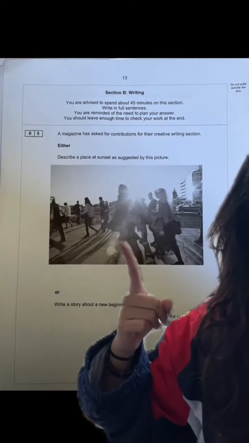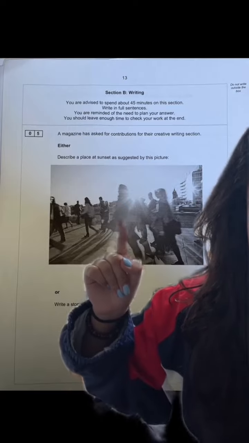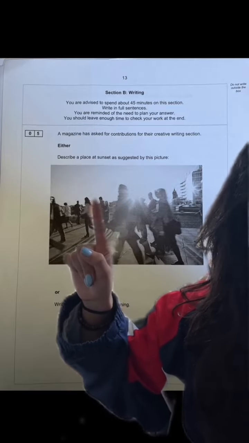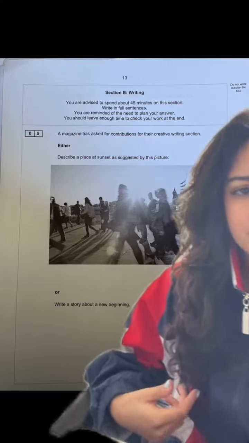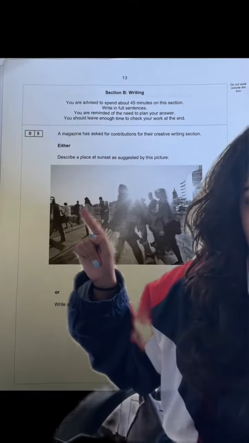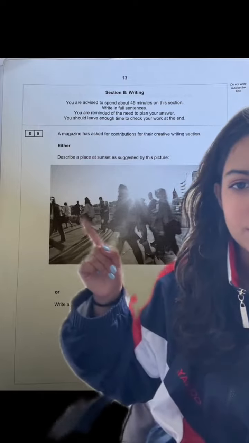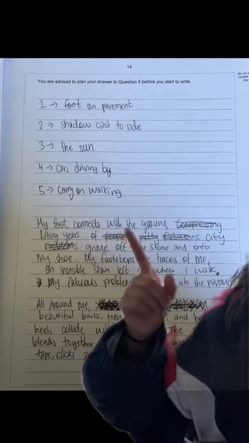Right, this is the first paper we're going to be looking at. This was the scene and I picked this person as my perspective. So if you've not watched my first video, I would always pick a perspective point to write from. So I'd write as this person. That could be a person or an object, etc. But for this one, I wrote as this person here. Now here you can see my plan.